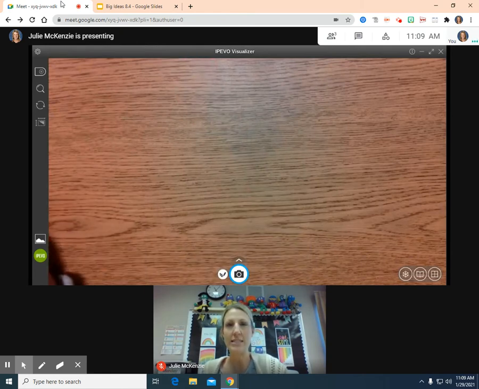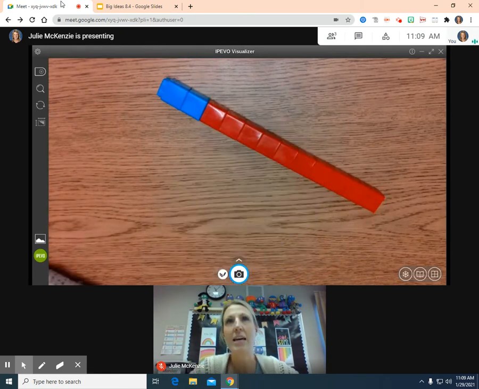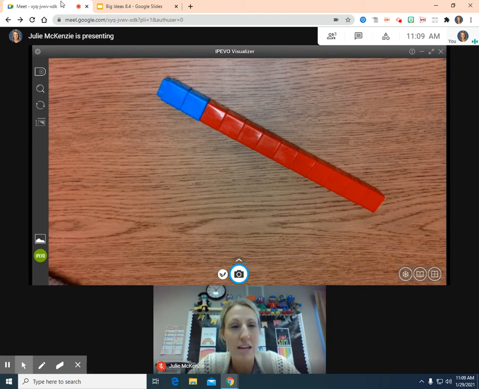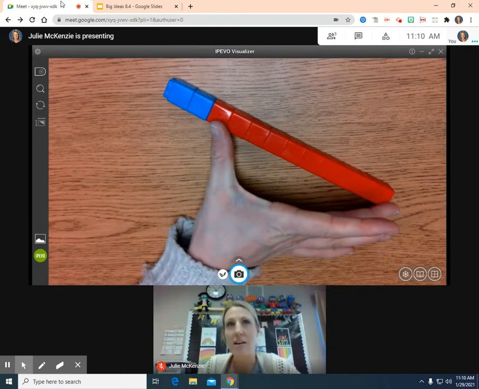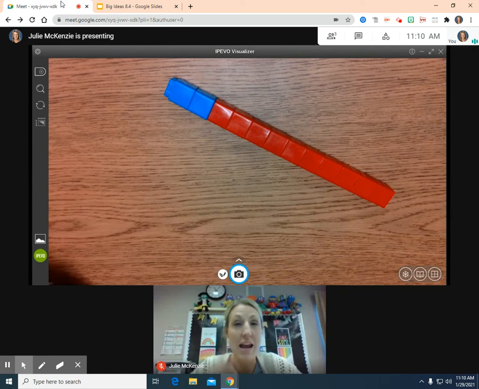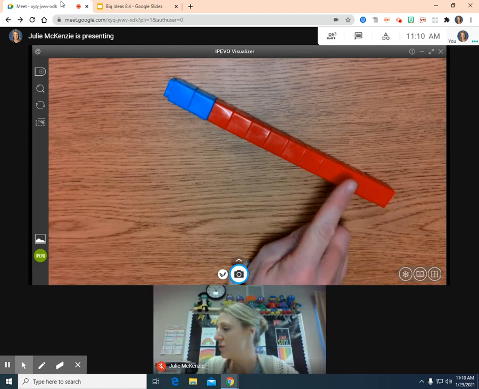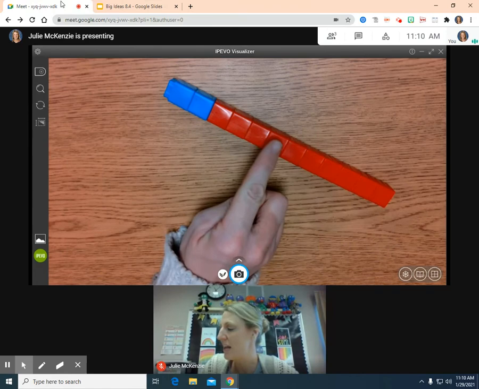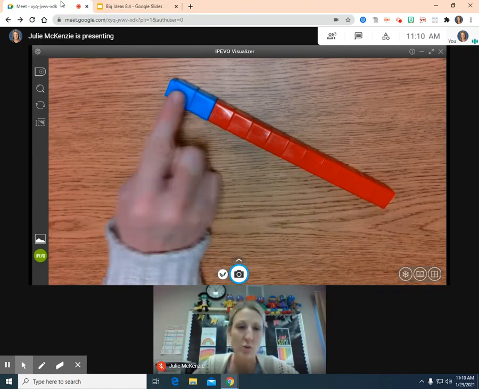I'm curious if anyone thinks they can take a guess about how many cubes I have here. Does anyone think they can take a guess? Well, if you look at it, I can take a guess. I'm guessing there's probably 10 here, and I see there's 2 more. And I know in my head that if there's 10 and 2 more, that would be 12. Should we count them just to see? 1, 2, 3, 4, 5, 6, 7, 8, 9, 10, 11, 12.